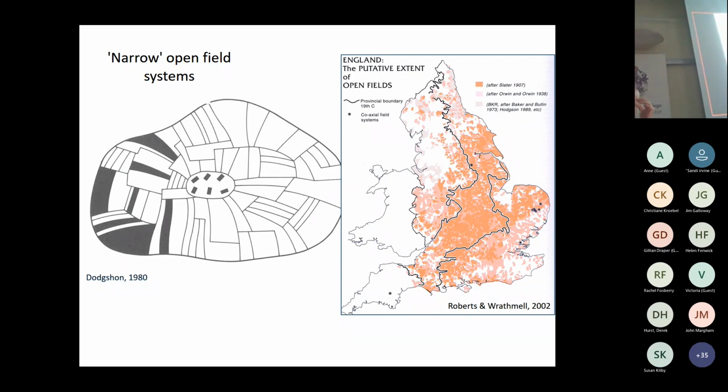The important thing about these fields, as I say, is that they're found right the way across Britain, and we'll come back to that in a while.